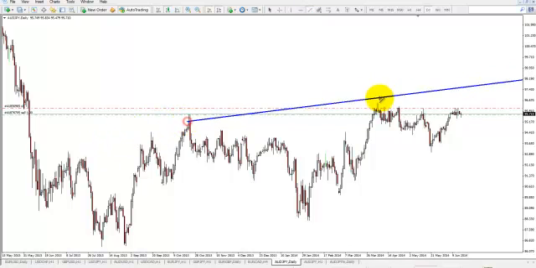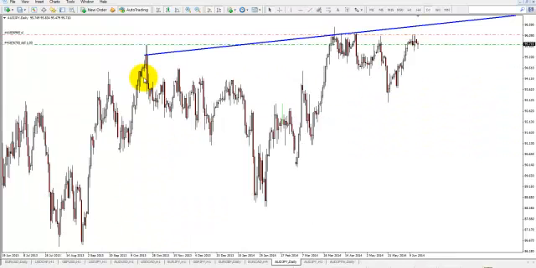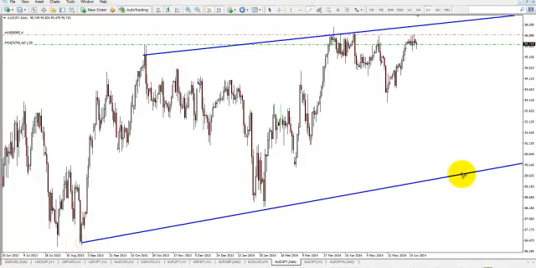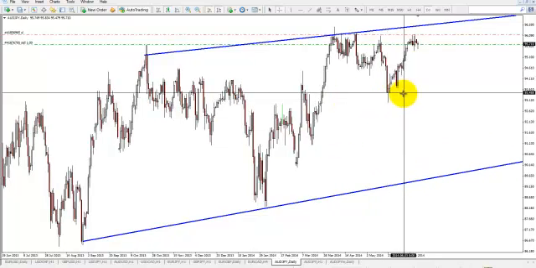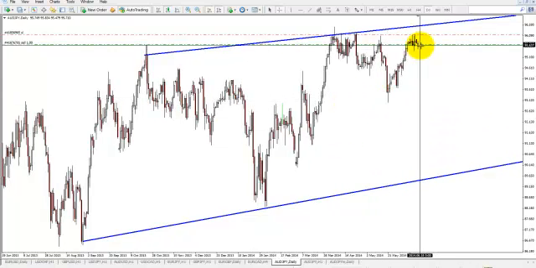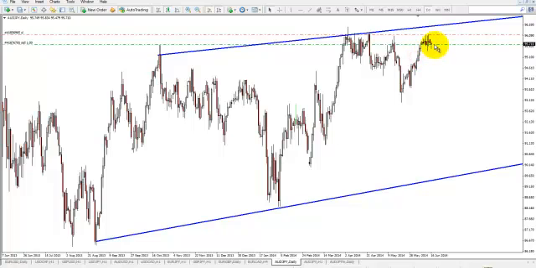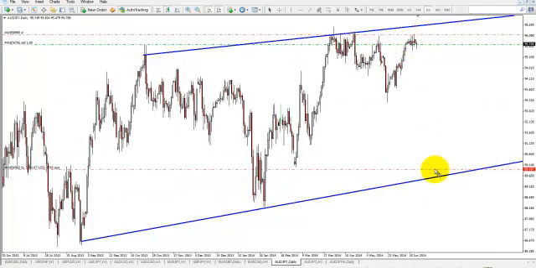So we do kind of have a wide channel. I mean, literally really wide. You can see how wide that is. So literally, what we could look for is a possible retracement down to here as the overall target. Right around here, we have resistance acting as support.